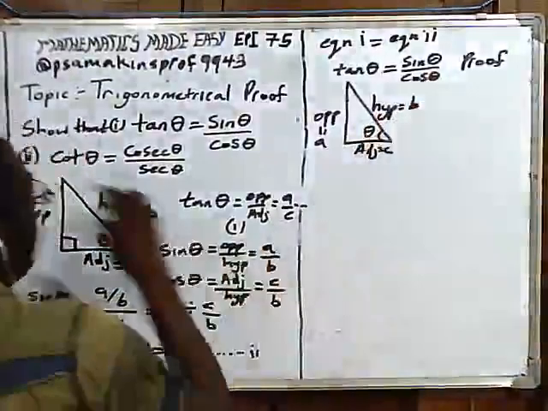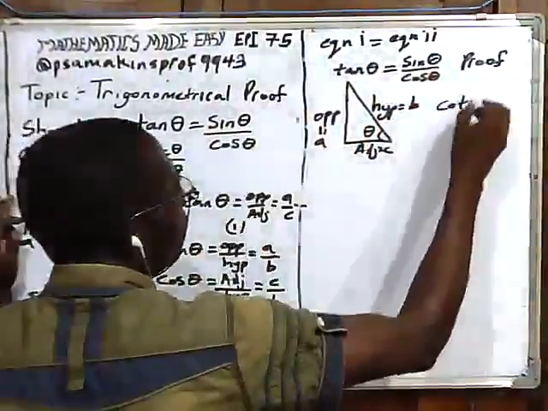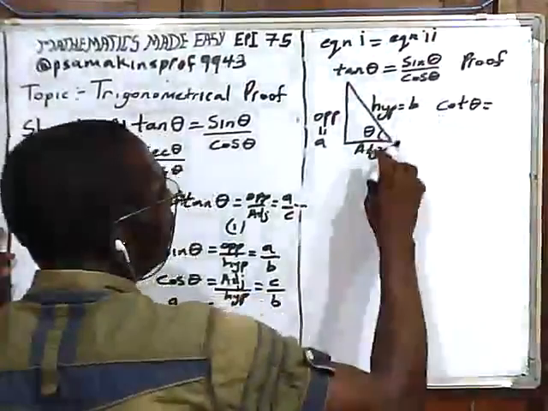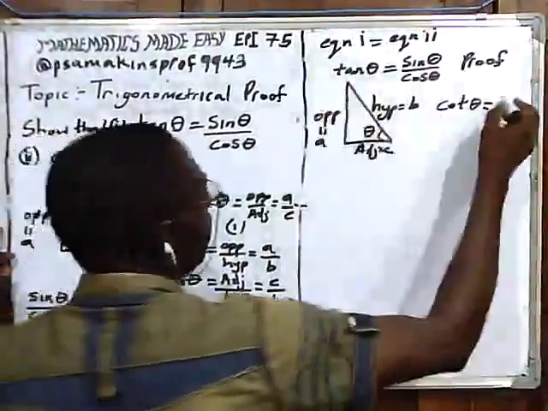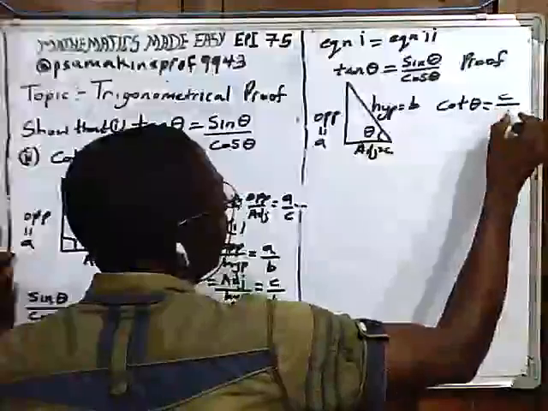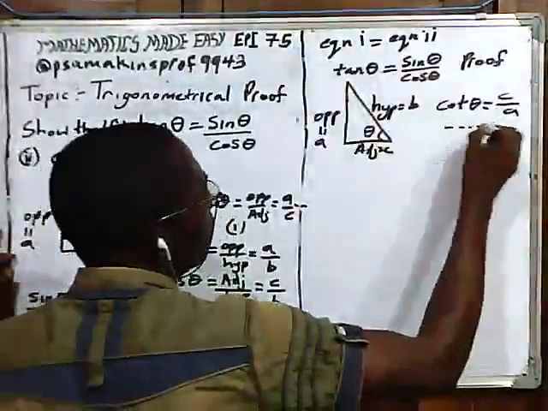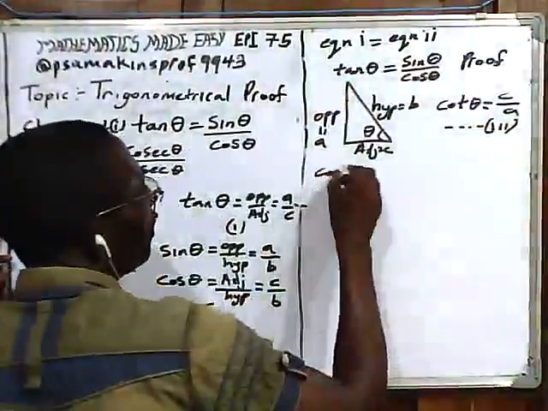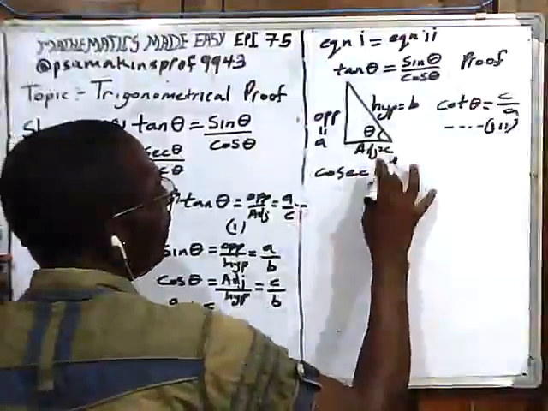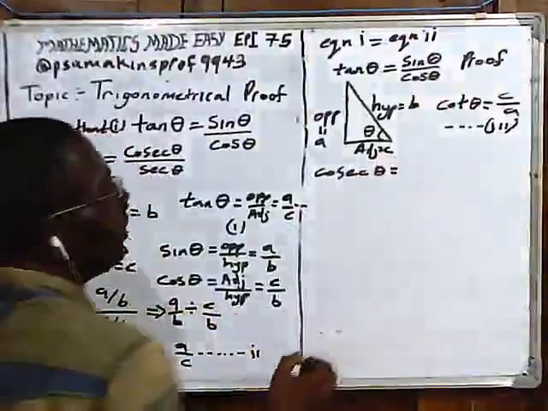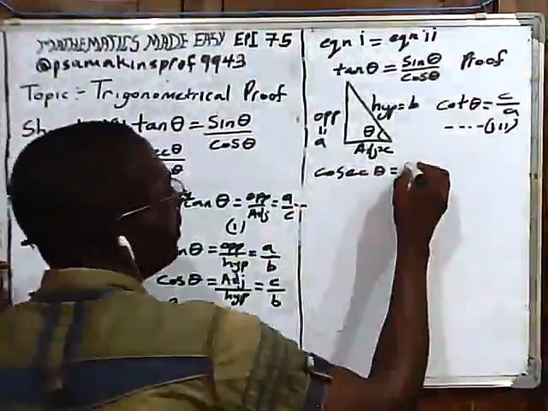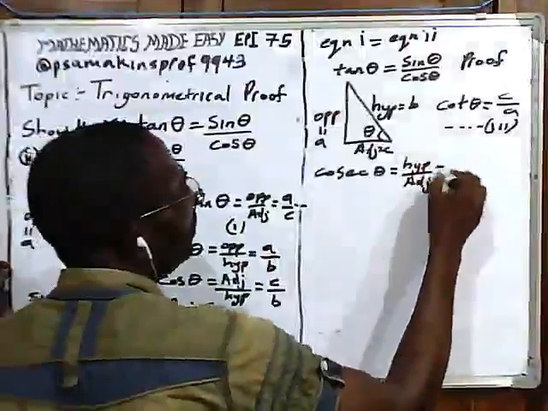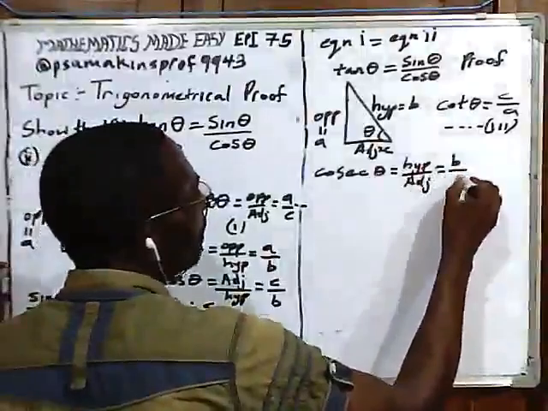So we deal with the left hand side first. Cot theta, that is adjacent over opposite, that is C over A. So let's keep it in memory location 3. Then we need cosec theta.